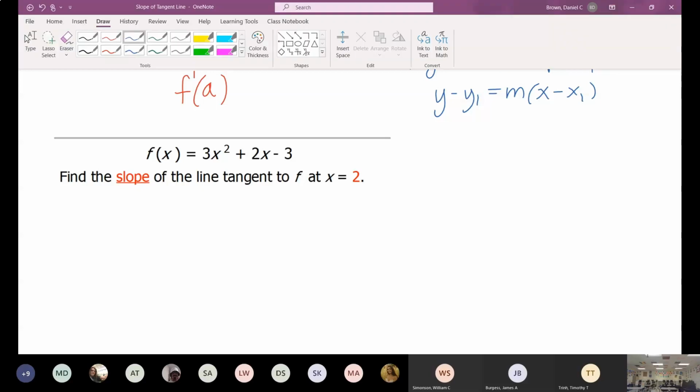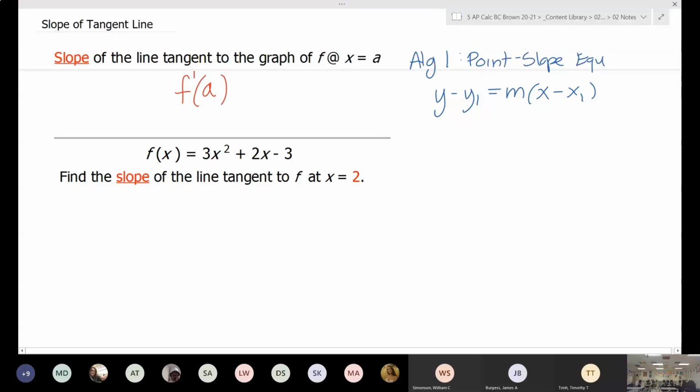I could leave it written like that, but typically in calculus we'll write it a little bit differently. We still have the y. Instead of writing m, we'll write that as the derivative at a. And then I have x minus the a value. And then we have y minus, the y value is going to come from f of a. So we can use that to actually find the equation of a tangent line.